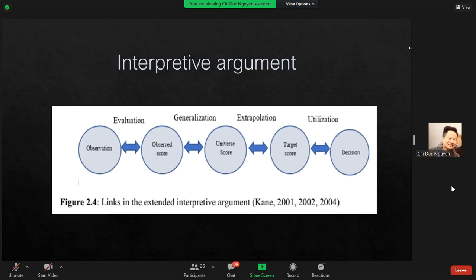Lovely. You are right, Henry. The first one is that the test performance is effectively observed. In this way, we talk about the engagement of the student with the test. Suppose that the test is well designed already. So how can we do that?